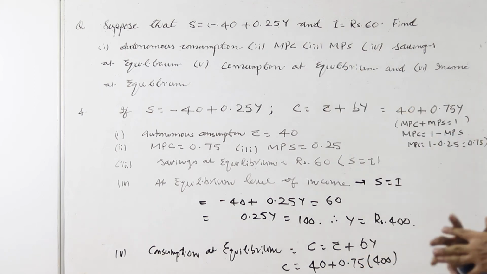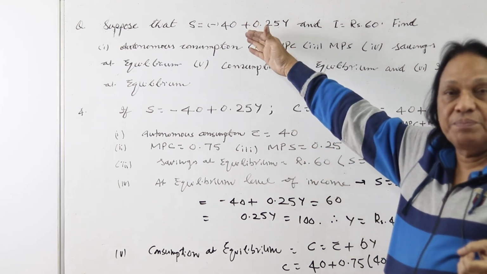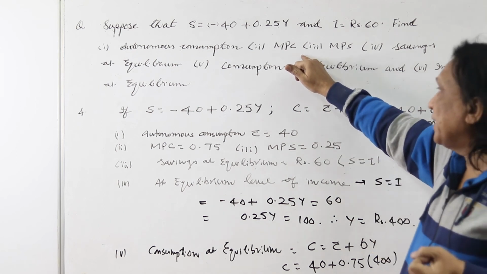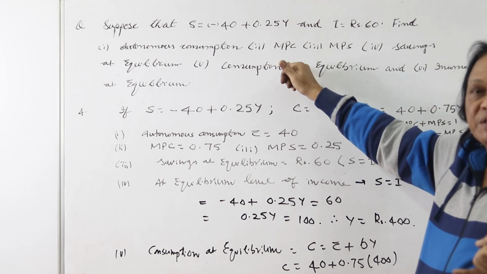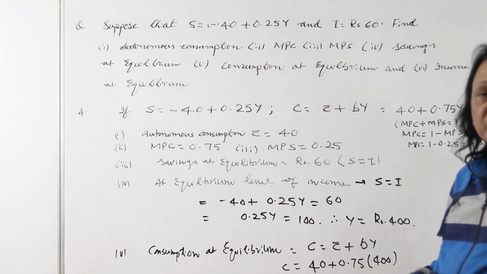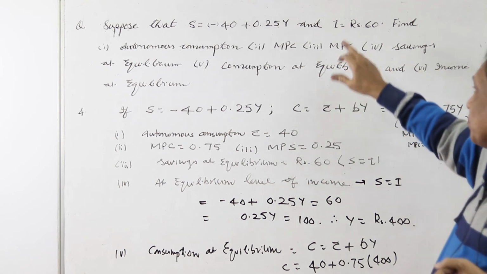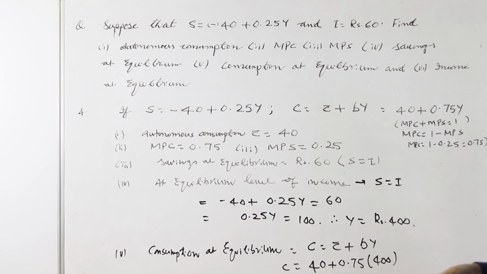Now they're asking you to find out lots of things. One is the consumption function, so minus 40 becomes 40, C bar. The second one, MPS, we got it here as 0.25. So obviously MPC will be 0.75 because MPC plus MPS is equal to 1. Savings at equilibrium, we got it 60 here. At the equilibrium S is equal to I.